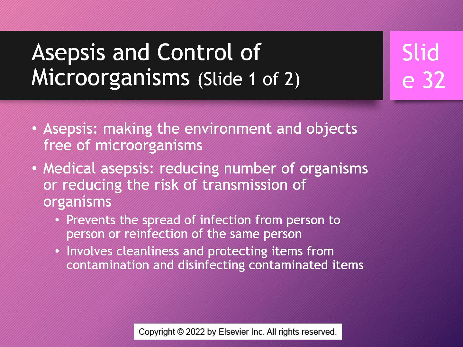Asepsis is the practice of making the environment and objects free of microorganisms. Two types of asepsis are practiced within healthcare agencies. The first is medical asepsis. This is the practice of reducing the number of organisms present or reducing the risk of transmission of organisms. It involves cleanliness and is accomplished by protecting items in the environment from contamination and by disinfecting items that have been contaminated. This is referred to as clean technique because most, but not all, microorganisms are destroyed.